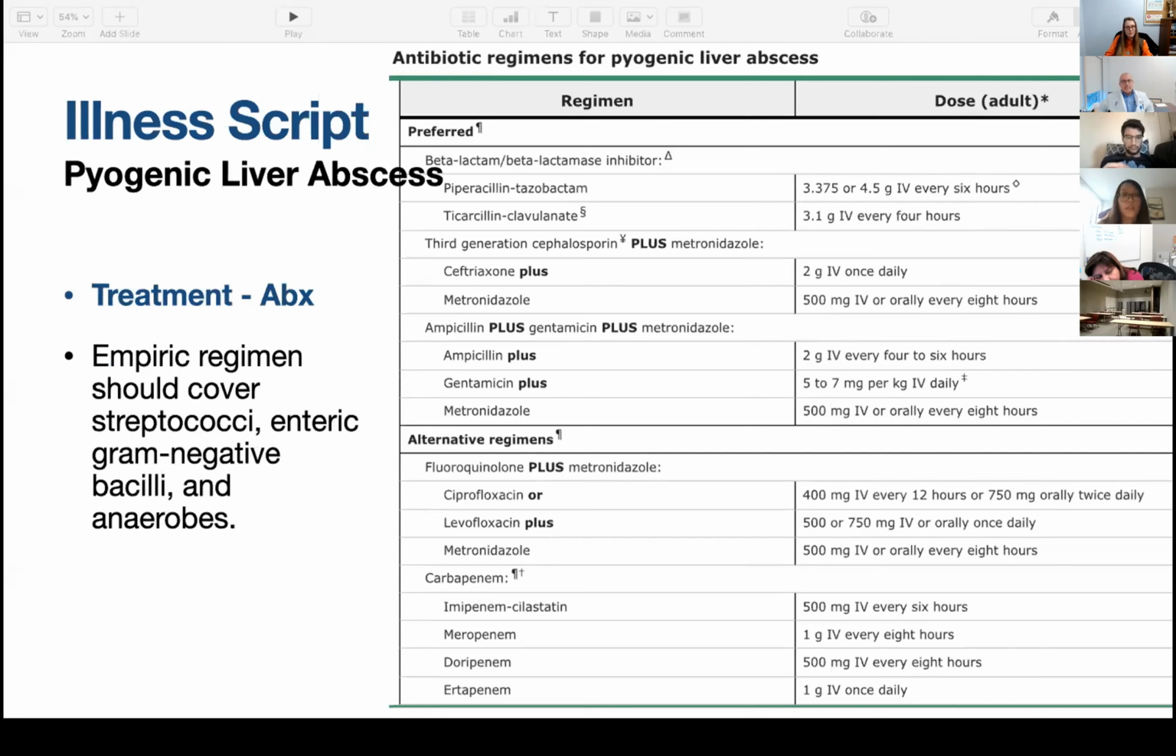And the treatment is usually antibiotics that we need to empirically cover streptococci, enteric gram-negative bacteria, and also anaerobes. So for this patient, we used a third generation cephalosporin initially through IV ceftriaxone, then switched to oral cefpodoxime plus metronidazole for 6 weeks in total. And the other antibiotics are included in this chart.